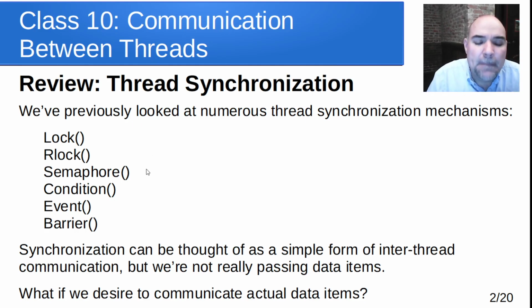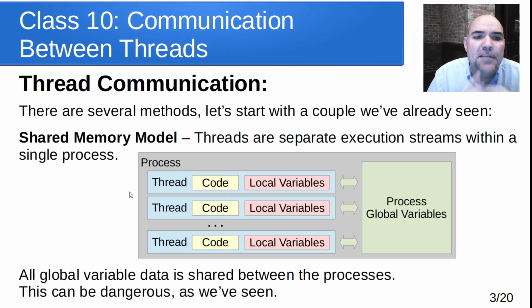So we've done some stuff with these, but we haven't looked at how to get one thread to communicate with another one, except through that kind of shared object. So we've looked at synchronization a lot, but not communication. For thread communication, there are several methods, and we've already seen a couple.